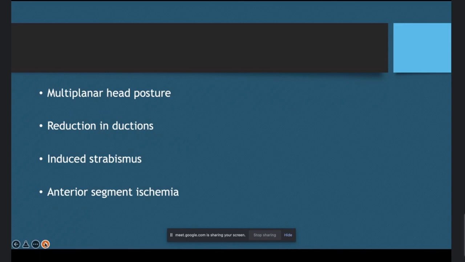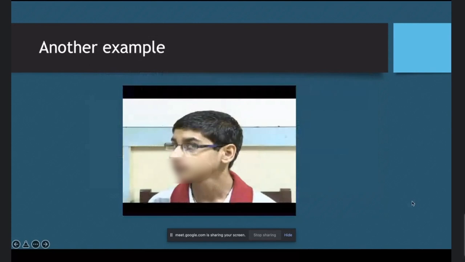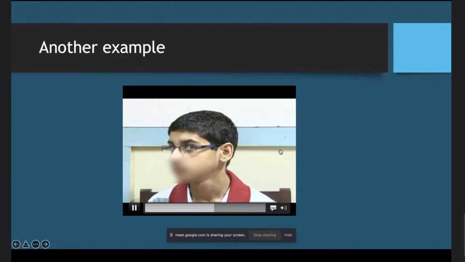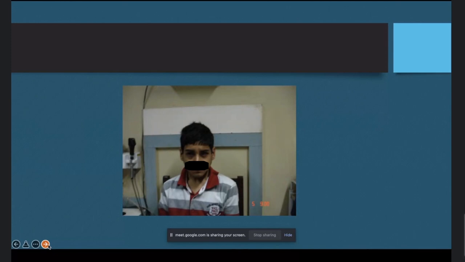So this is this boy. Look at his head posture. He's the son of a colonel. He came from Shimla. That was his AHP. Okay. They do well, actually. This is post-op day one. He didn't want a video taken. His eyes are all swollen, as you can see, but his head is straight.